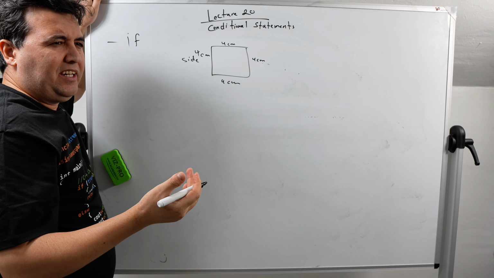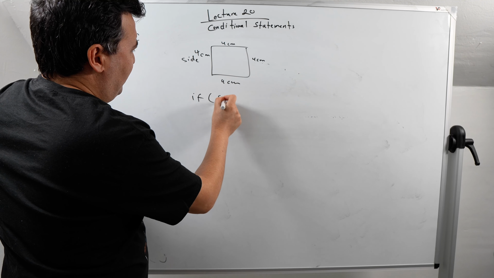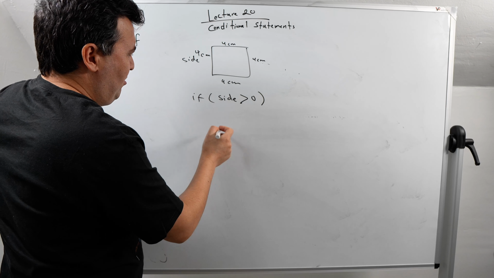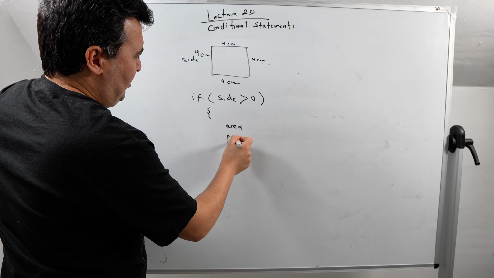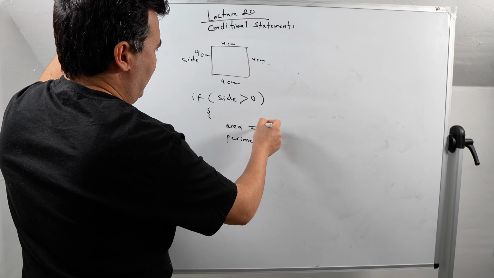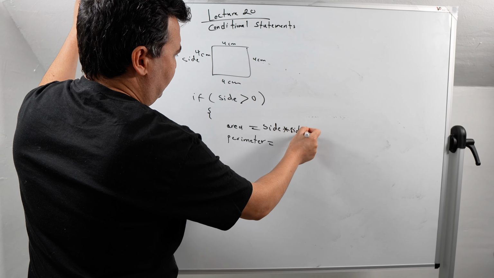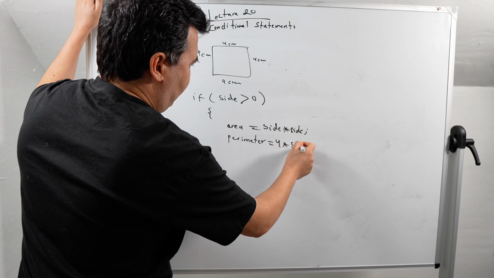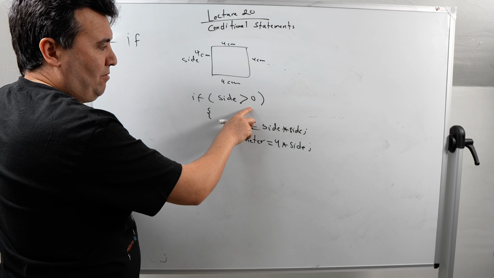If side is larger than 0, so we should check if side is larger than 0, then we need to calculate the area and the perimeter of the square. Area equals side squared, side multiplied by side, and perimeter is equal to 4 multiplied by side. We need to check the condition if side is larger than 0.